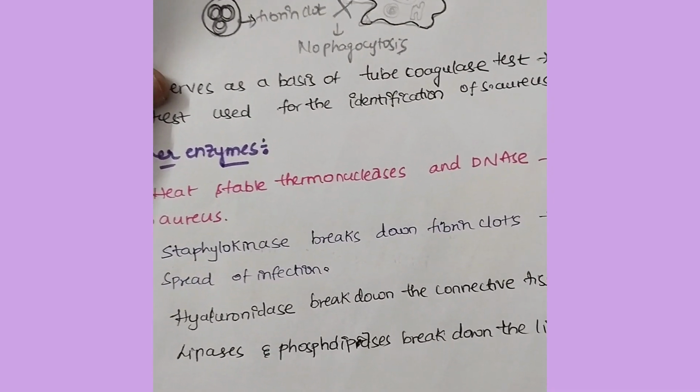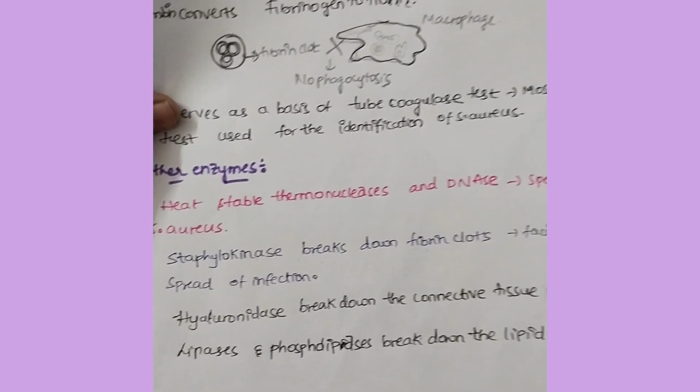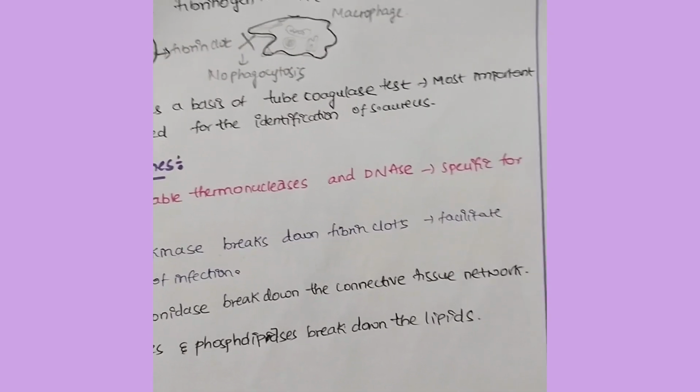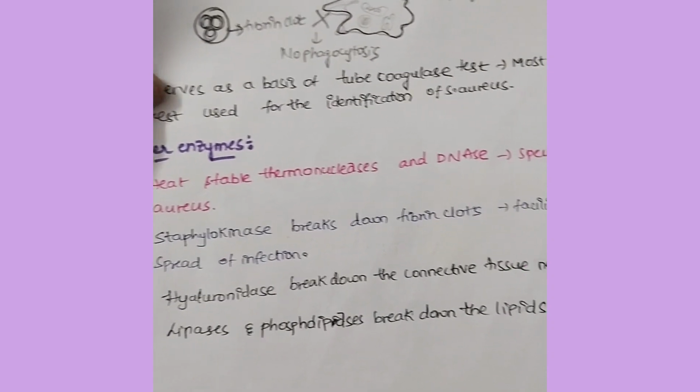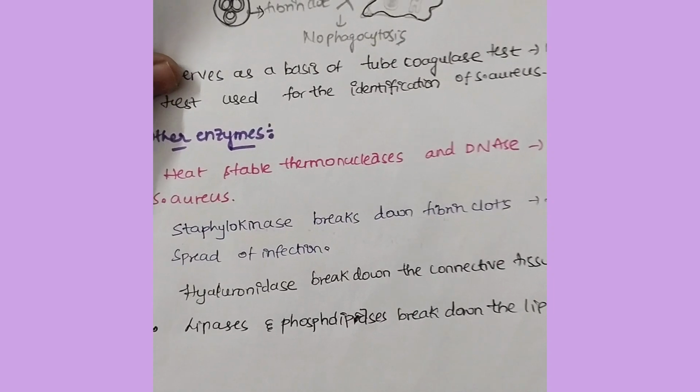Staphylokinase breaks the fibrin clots, which facilitates the spread of infection. Hyaluronidase breaks the connective tissue networks. Lipases and phospholipases break down the lipids, as we saw.